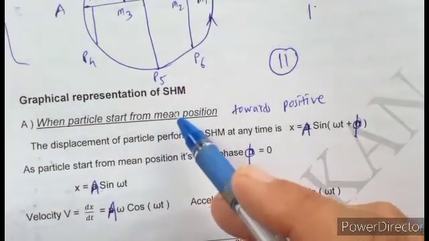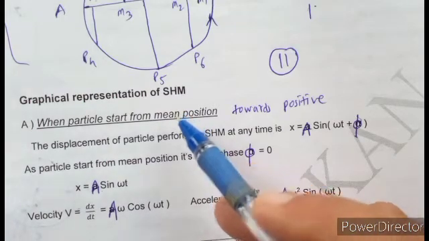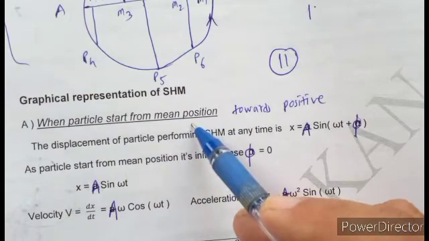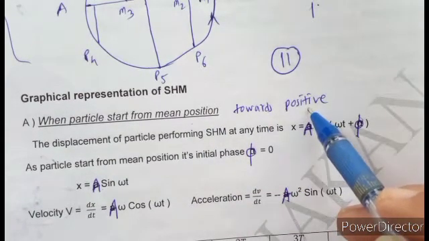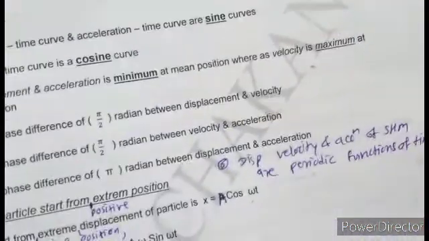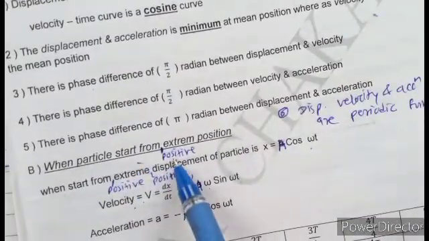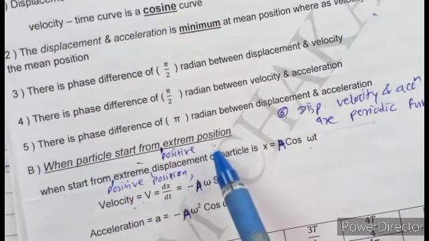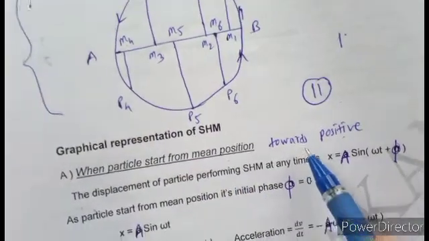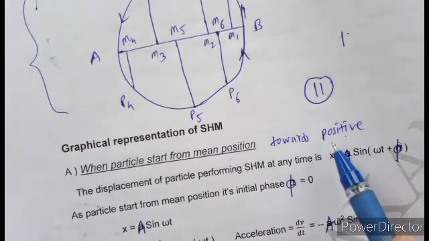Graphical representation of SHM. We see the graphical representation of SHM when a particle starts from mean position and moves towards the positive direction. And second, we see the graphical representation of SHM when the particle starts from positive extreme position. First we see when the particle starts from a mean position toward positive direction.